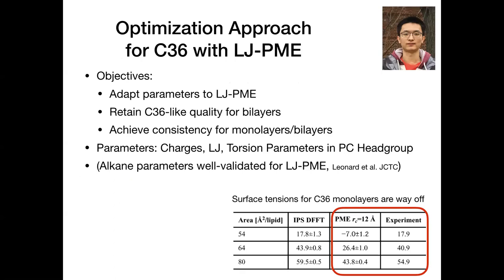And Yalun did a lot of this work. My internet connection is unstable. It's fine, yeah. Okay, all right.